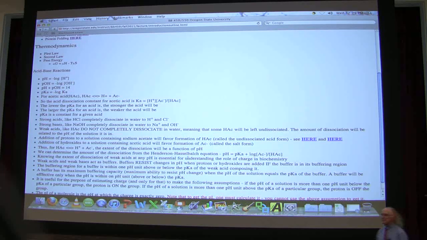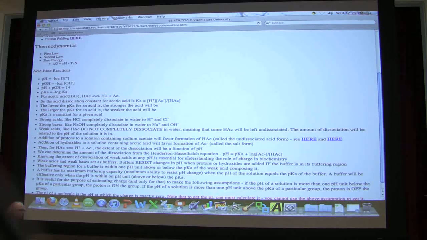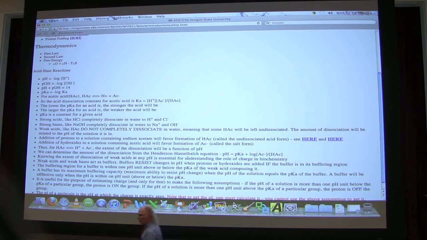Okay, so how does the buffer work? Well, let's think back to the system that I just described to you. I've got a solution that has 500,000 molecules of AC minus, and it has 500,000 molecules of HAC. Equal numbers of salt and acid. Let's imagine that I add 10,000 protons to that system. You can do the math pretty quickly and say, well, you're going to have 501,000 molecules of HAC because we're making HAC. I'm going to have 499,000 molecules of AC minus because I lost AC minus, right?